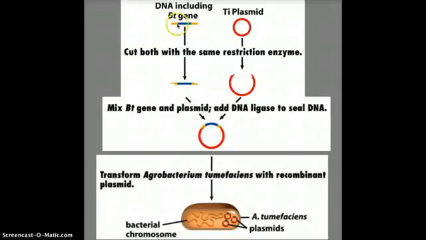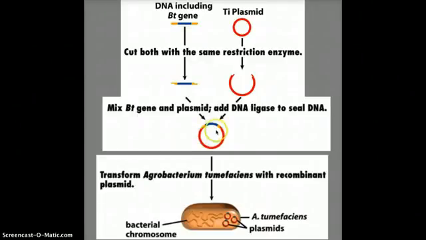So we're going to take that Bt gene, we're going to isolate it, so we're going to cut it out with restriction enzymes. We're going to take a plasmid. You don't need to remember this particular plasmid is called Ti plasmid, but we're going to cut that plasmid with the same restriction enzyme, and we're going to put them together. So that's just like genetic engineering that we've done so far, okay? And we're going to seal them up with that glue called ligase. And so now we've got recombinant DNA.